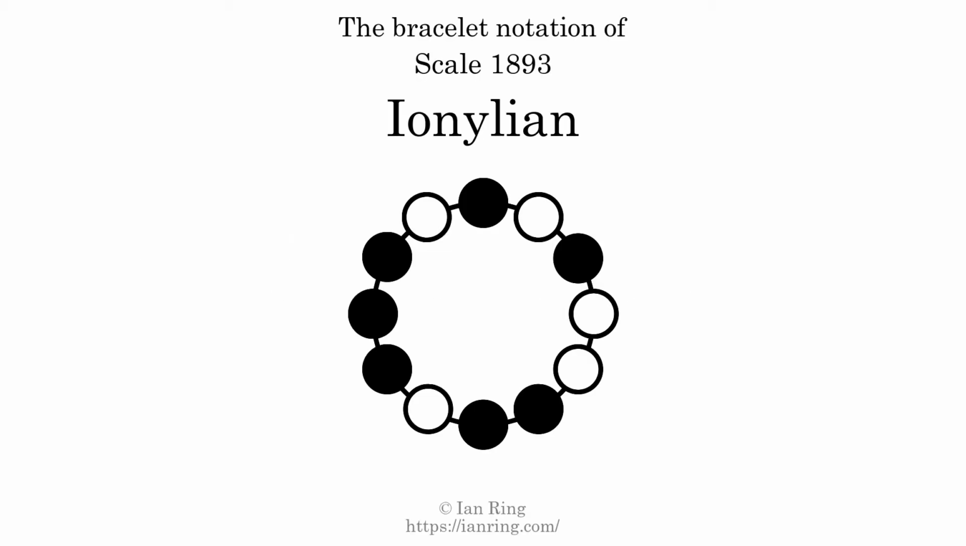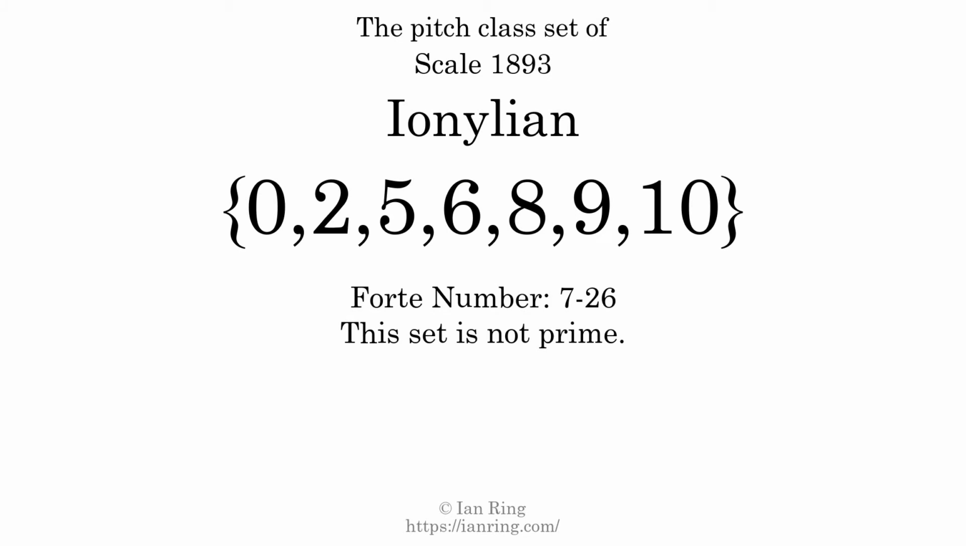This is a bracelet notation diagram of scale 1893. The shaded circles represent tones that appear in the scale, and they are read clockwise, starting at the top. The pitch class set for this scale is 0, 2, 5, 6, 8, 9, 10. The fault class is 726. This set is not prime.